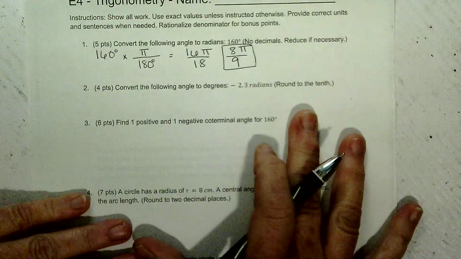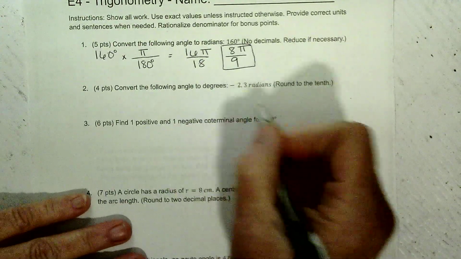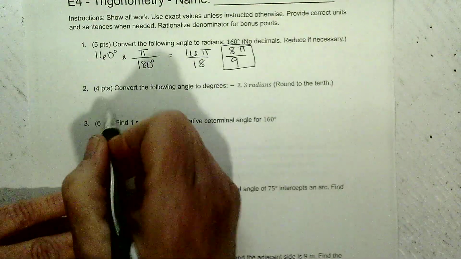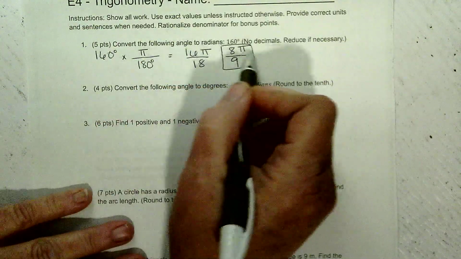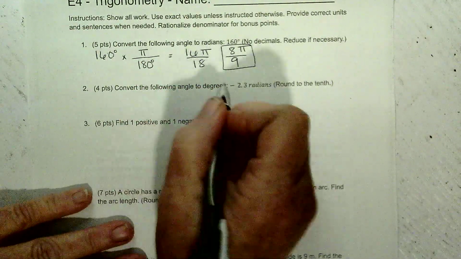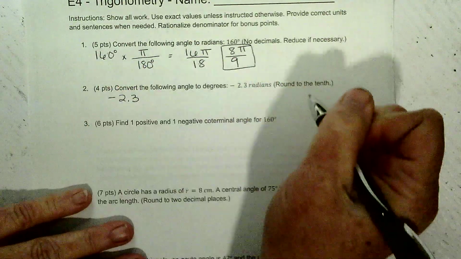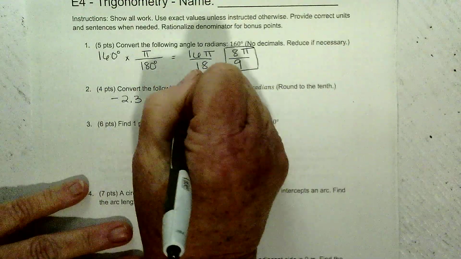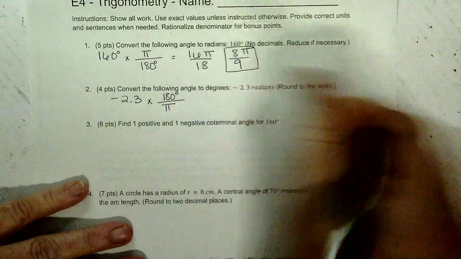Convert the following angle to degrees. It doesn't matter if it has a pi or not. This is still radians. I went over this when we went over radians initially. So you should know if you're converting to degrees or to radians, you're doing this. If you're converting from radians to degrees, you go negative 2.3, and this is radians. There's no pi symbol there. I don't know why some of you put that. Times, and this one's going to be 180 degrees over pi.